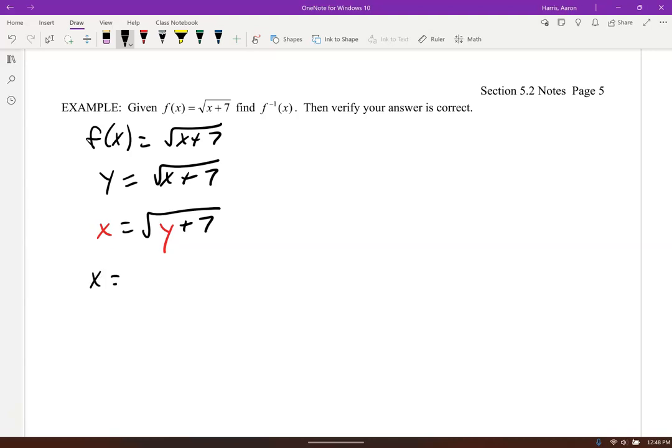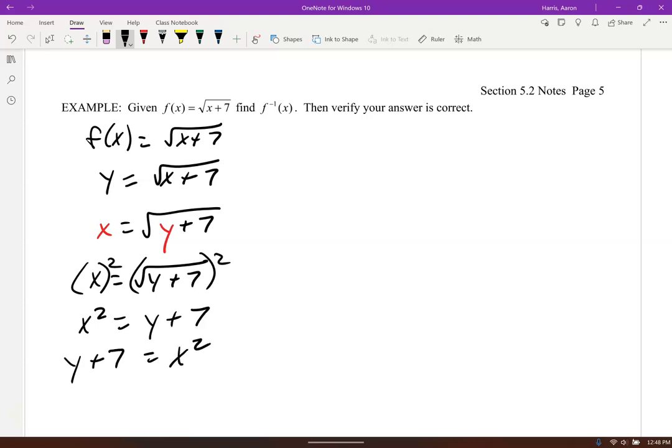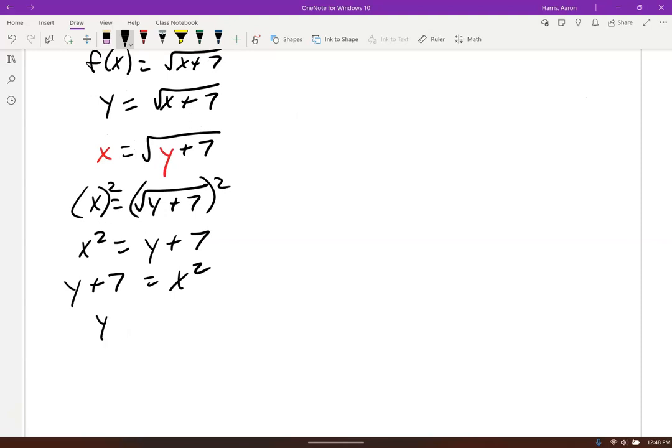Well, how do we solve for the new y? Well, we got to undo this radical. So we're going to have to square both sides here. So we got x squared equals just y plus 7. Let me write it as y plus 7 equals x squared. And then I'm going to subtract 7 on both sides. So I have x squared minus 7. Well, that's our inverse. F inverse is x squared minus 7.